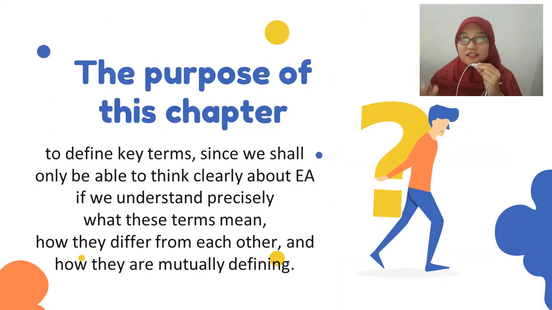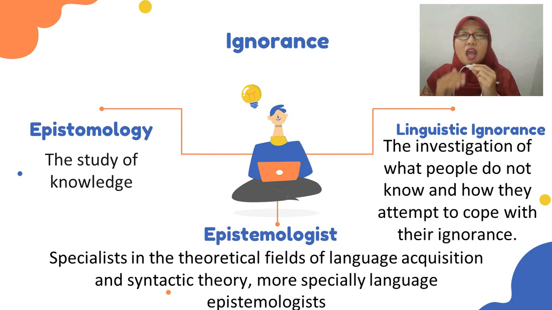Okay, before I start, let me tell you about the purpose of this chapter. Actually, the purpose is to define key terms, since we shall only be able to think clearly about error analysis if we understand precisely what these terms mean, how they differ from each other, and how they are mutually defining. Okay, without further ado, let's talk about ignorance.